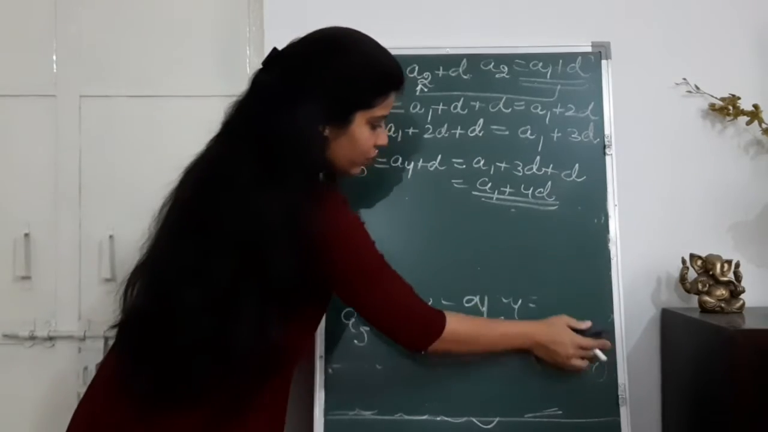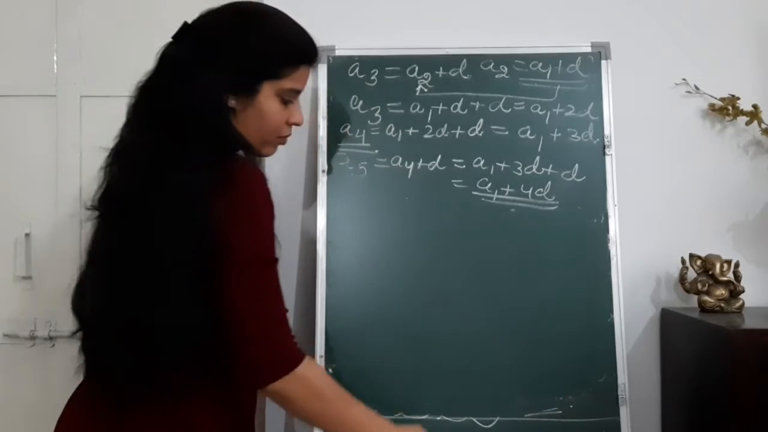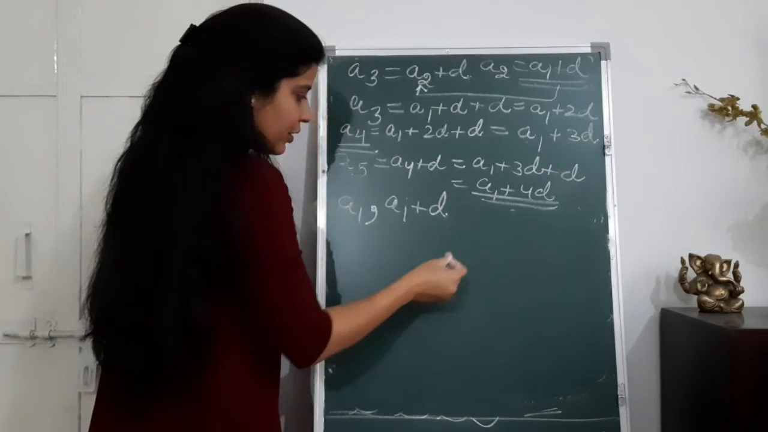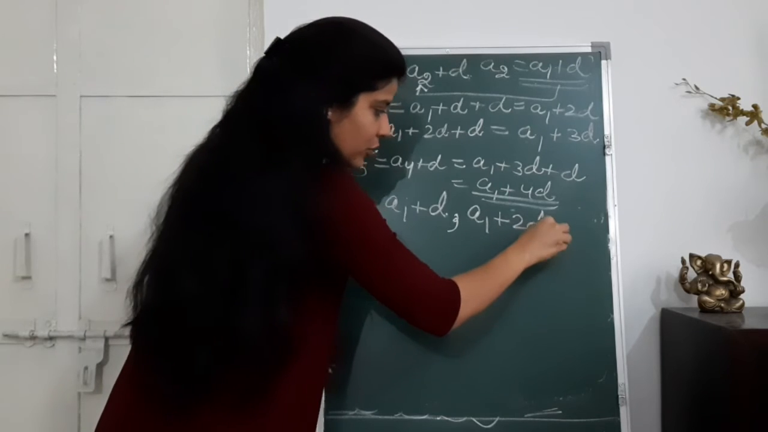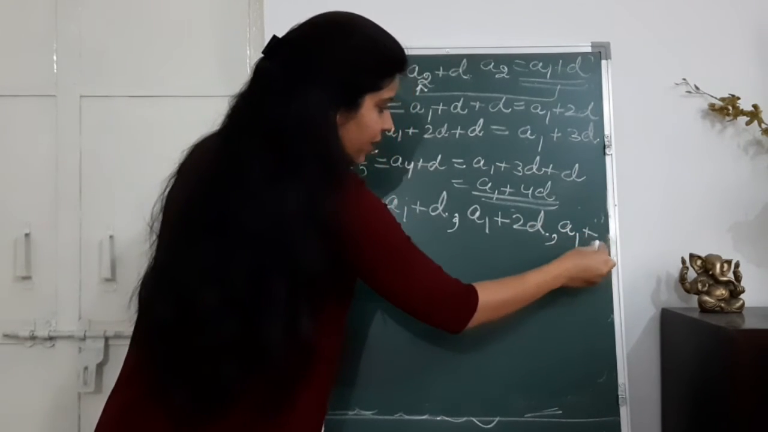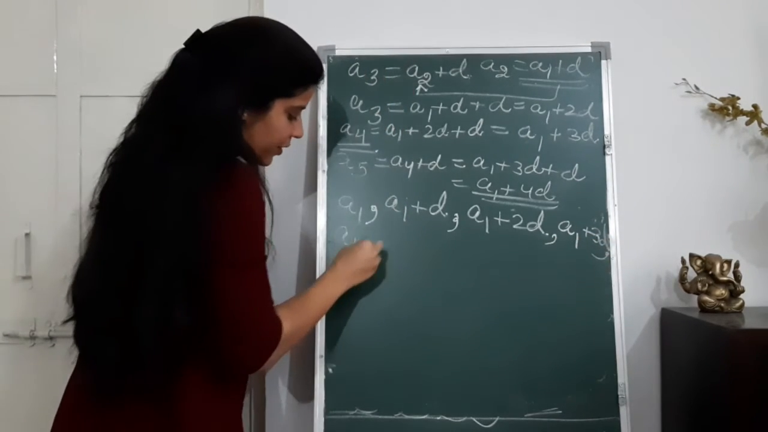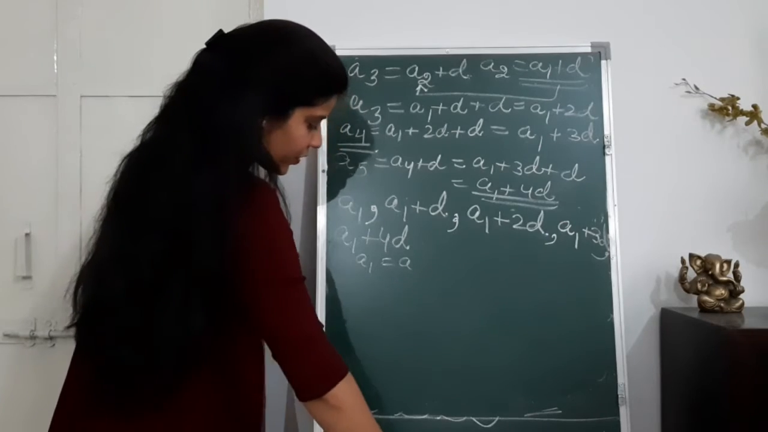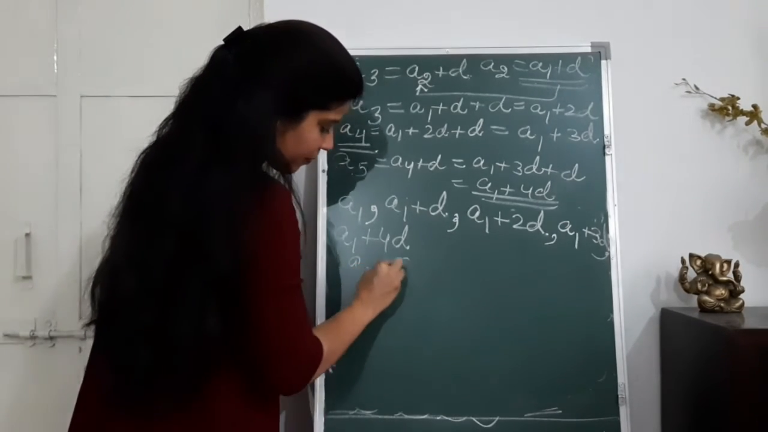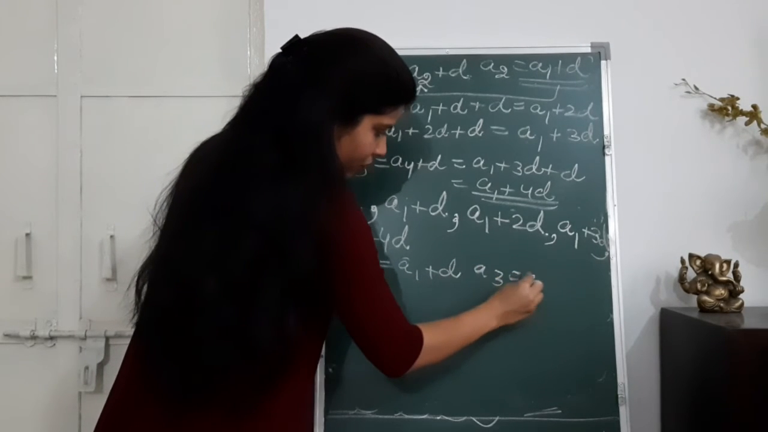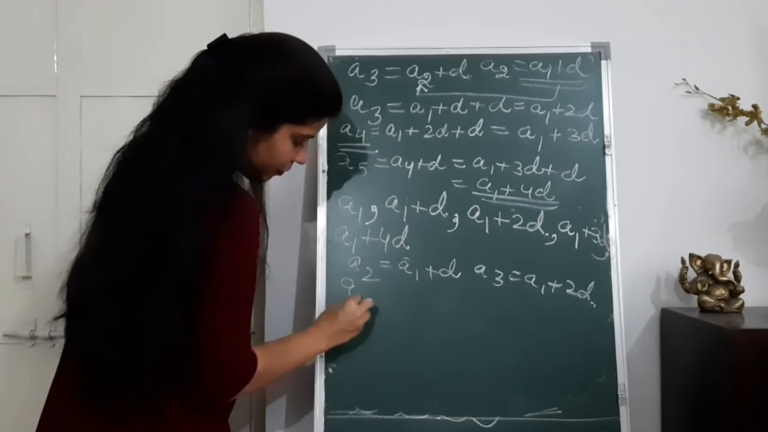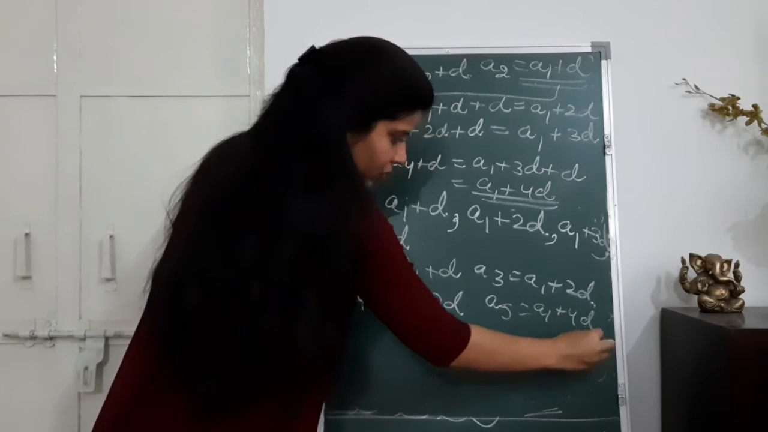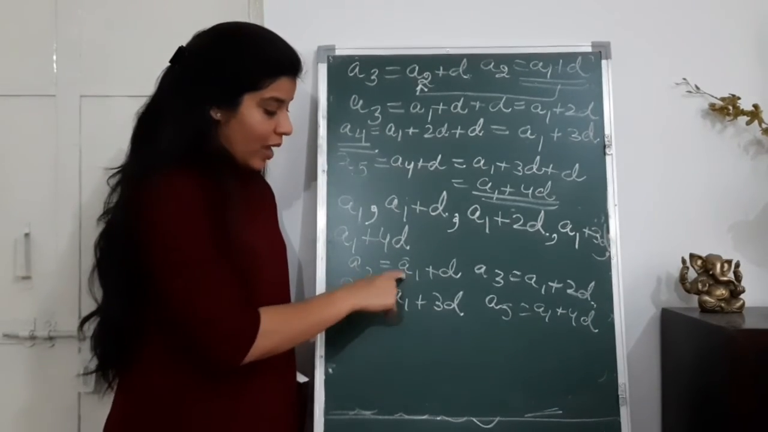So here you can see one common pattern. I'll explain that common pattern to you. A1 is A1. Second term is A1 plus D. Third term is A1 plus 2D. Fourth term is A1 plus 3D. And fifth term is A1 plus 4D. Agreed? So can I write it as A1 is equal to the first term, agreed?